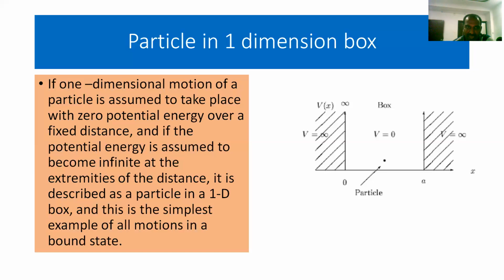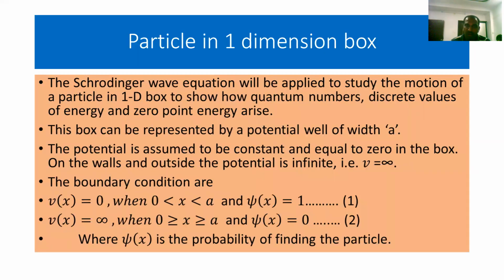Then, if one-dimensional motion of a particle is assumed to take place with zero potential energy over a fixed distance, and the potential energy is assumed to become infinite at the extremities of this distance, it is described as the particle in a one-dimensional potential box, and it is the simplest example of all motions in a bound state. Then Schrodinger's wave equation will be applied to study the motion of such a particle in a one-dimensional potential box. Sometimes this is also called a one-dimensional potential well, to show how quantum numbers, discrete values of energy and zero-point energy will arise.